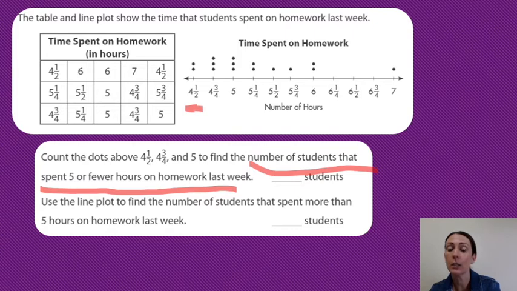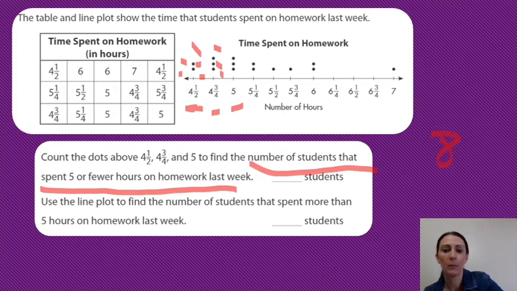So the question is really telling you, okay, in order to find the number of students that spent 5 or fewer hours on homework, you have to count those dots. That's what those dots represent. So let's go ahead and count. So I have 1, 2, 3, 4, 5, 6, 7, 8. So that means that 8 students spent 5 or fewer hours on their homework last week. So I would put that right here.